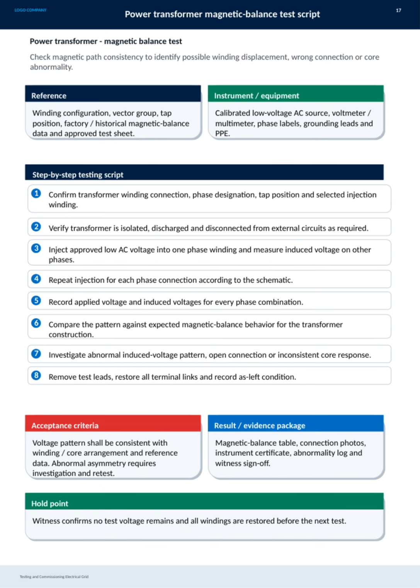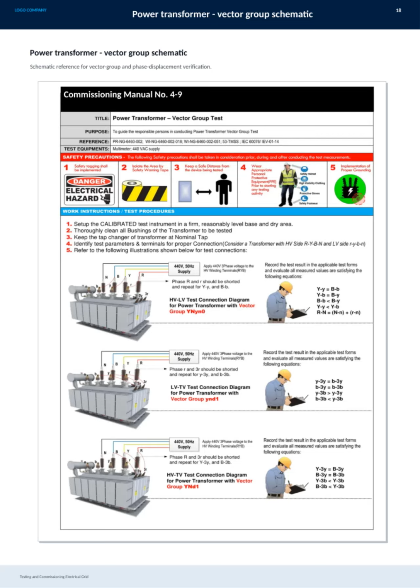Here we have the power transformer vector group schematic, which is crucial for understanding the transformer's phase relationships and connections. This schematic serves as a key reference during testing and commissioning to verify the vector group and phase displacement, ensuring the transformer operates correctly within the electrical grid. Proper verification at this stage helps prevent issues in system synchronization and performance. This information is detailed further in Commissioning Manual number 4-9.